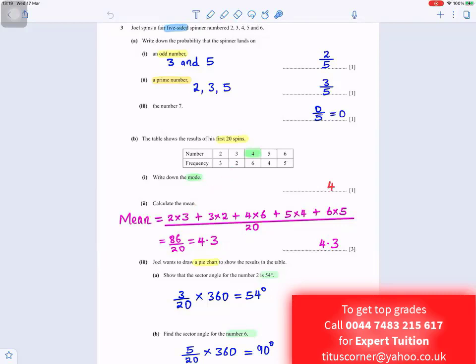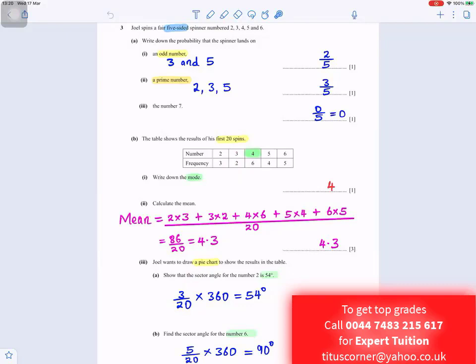Part 3. Joy wants to draw a pie chart to show the results in the table. Show that the sector angle of the number 2 is 54 degrees. If we look at the number 2, it appears 3 times. So it's 3 divided by the total, which is 20, times 360 degrees. That gives us 54 degrees.